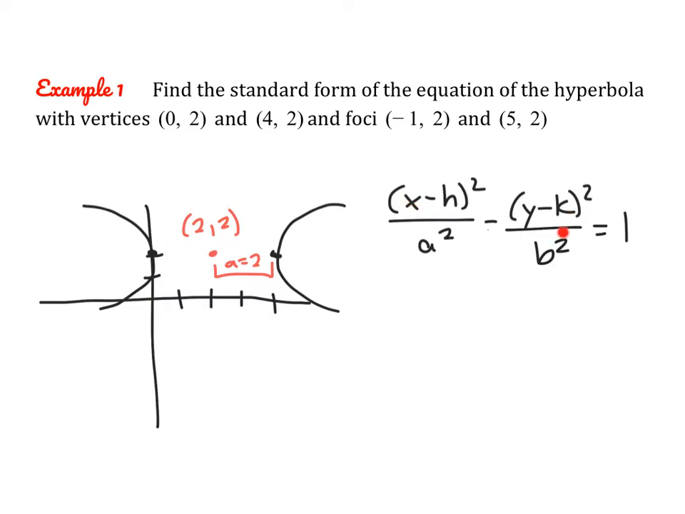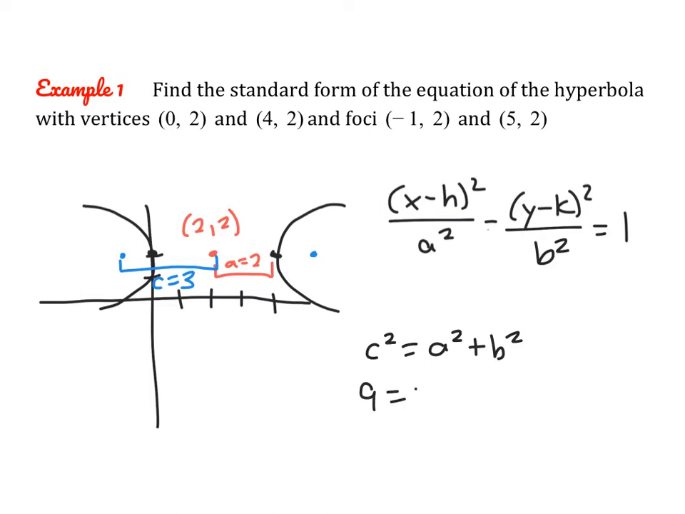I still need to find b, so let's look at the other piece of information they give us. They tell us that the foci are at (-1, 2) and (5, 2). So I can use the foci to help us find that c value. I can see the distance from the center to my foci is 3, so that's going to be the c value. Now if I know c and a, I can use the equation c squared equals a squared plus b squared, and I can find that b value.